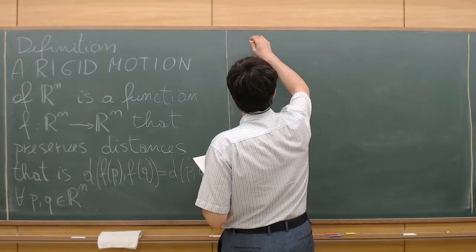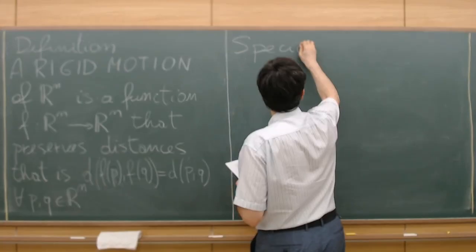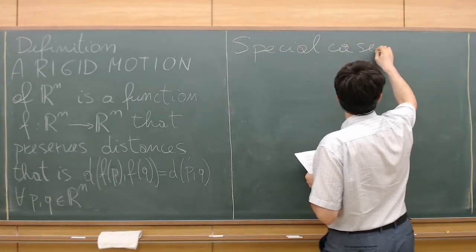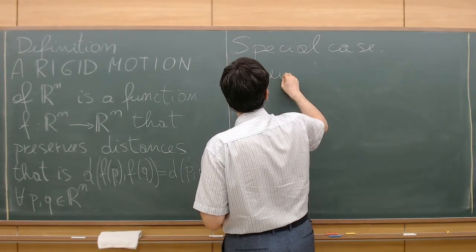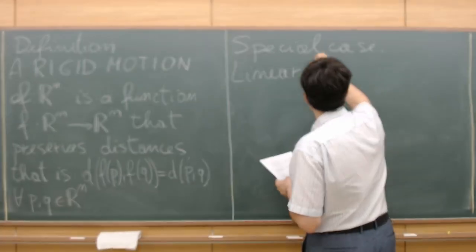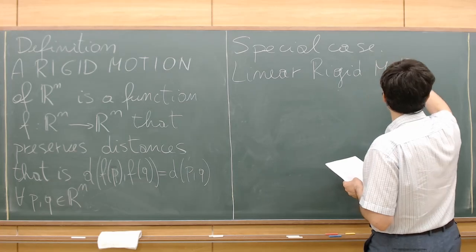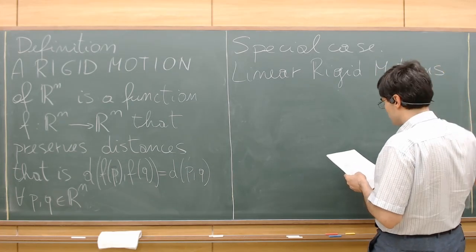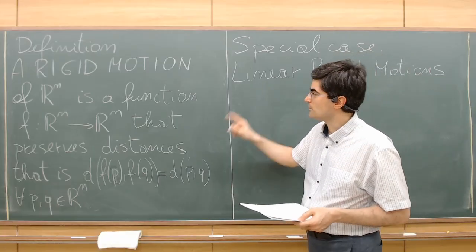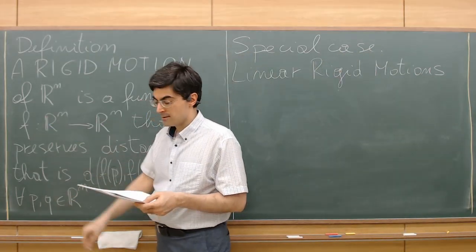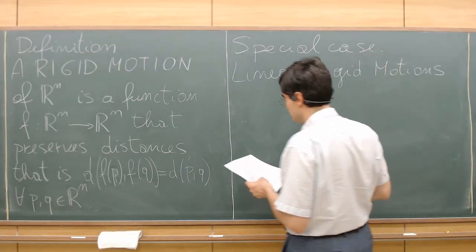Okay, now let's consider a special case, precisely the case where the rigid motion is linear. Okay, we know very well that a linear transformation of Rn is represented by matrices. So let's introduce some notation.